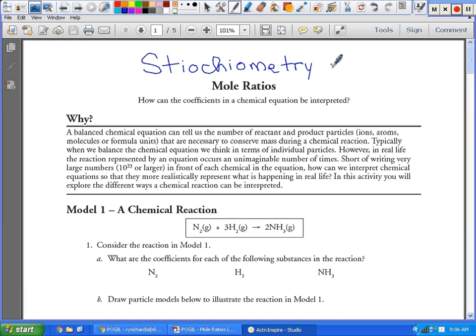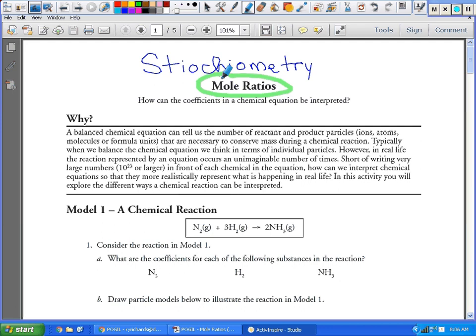It means counting in chemistry. And here's the problem with counting in chemistry: what are you counting? Atoms. How big are atoms? They're really, really, really small. The problem is we've got to understand how to get these really small, tiny numbers into numbers that we can understand. So what we're going to do today is talk about the most important part of stoichiometry, and that is called mole ratios.